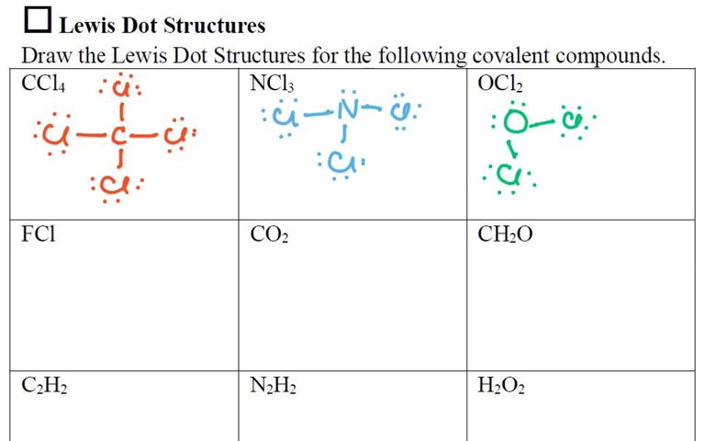FCl. Okay, F is from family 7, so it has 7 electrons. It can make 1 bond. Chlorine has 7 electrons. It can make 1 bond. So they can make 1 bond between the 2 of them.